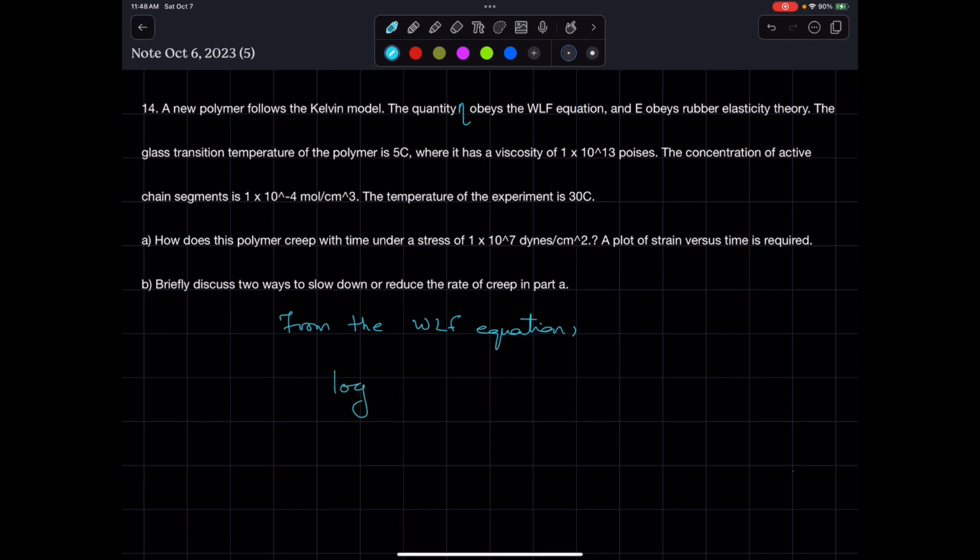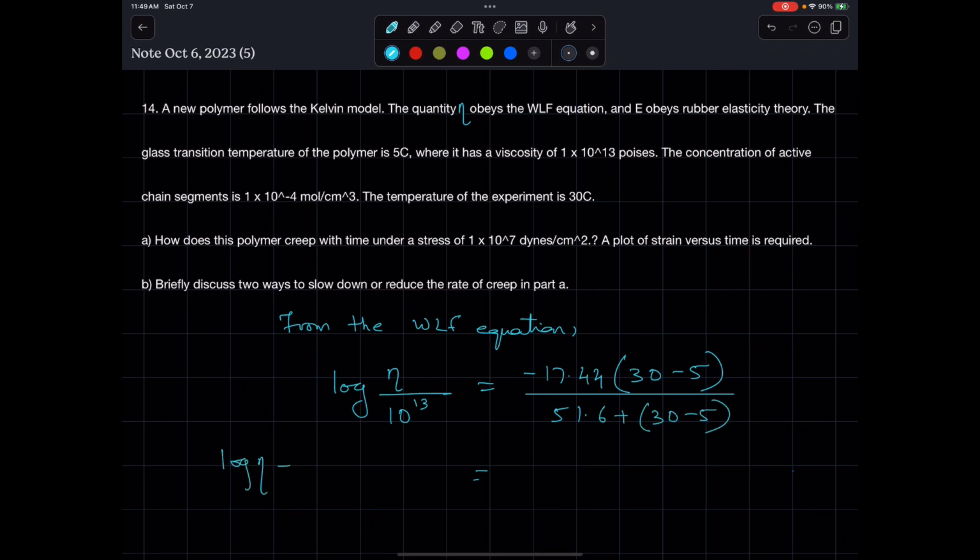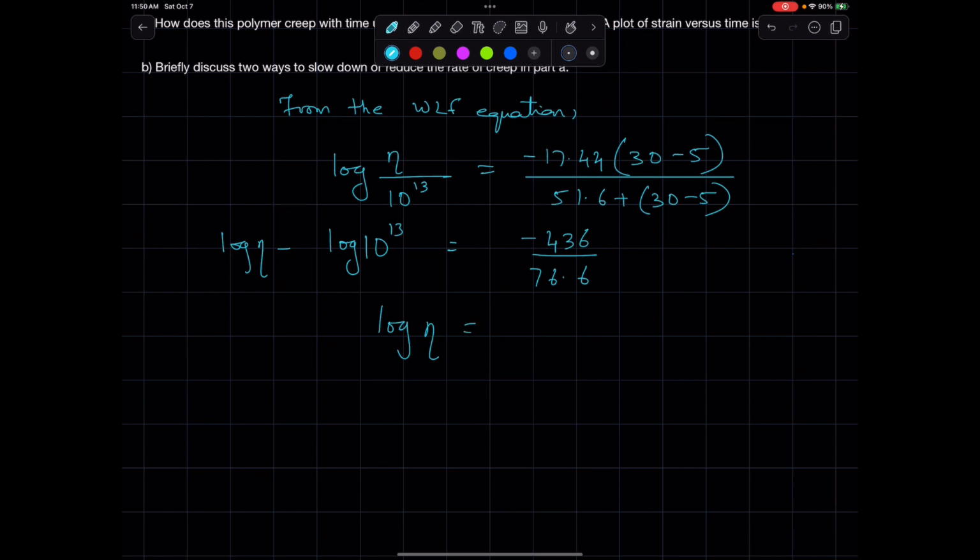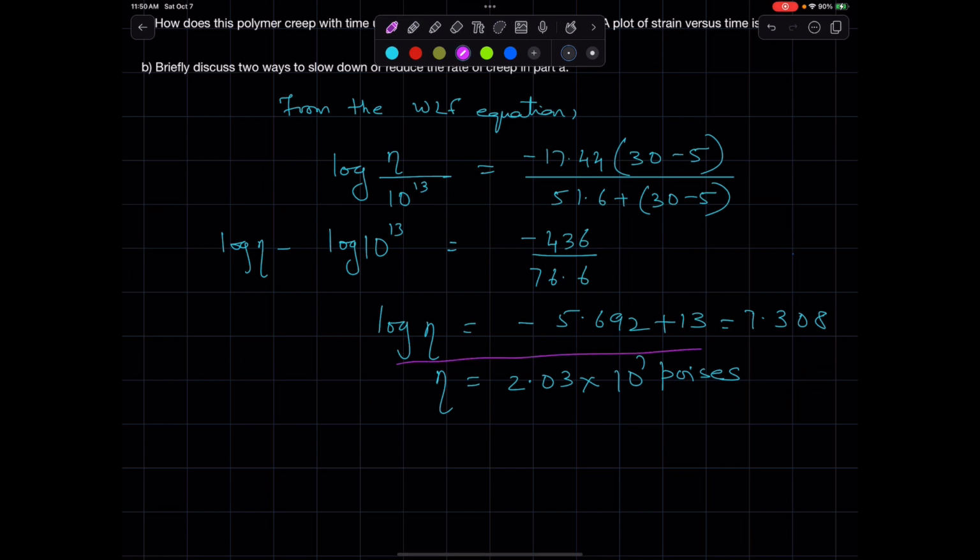Log eta over eta g, where eta g is 10 to the power 13 poises, equals negative 17.44 times (T minus Tg, which is 30 minus 5), divided by 51.6 plus T minus Tg. This is the value of eta we are getting.